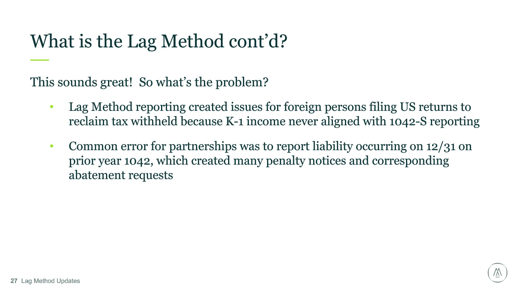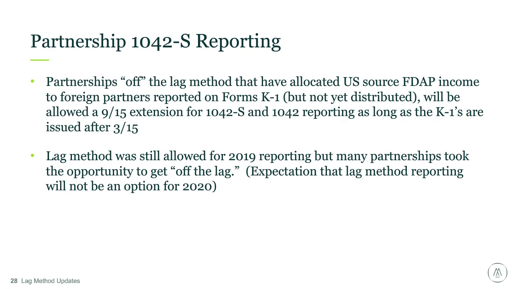So what we're doing now is getting off this lag method. And what that means is that partnerships off the lag method that have allocated U.S. source FATCA income to foreign partners reported on Forms K-1 that haven't been distributed will be allowed a 9/15 extension for 1042-S and 1042 reporting, as long as the K-1s are issued after March 15th. So what happens is, say for 2019, you're issuing K-1s now.